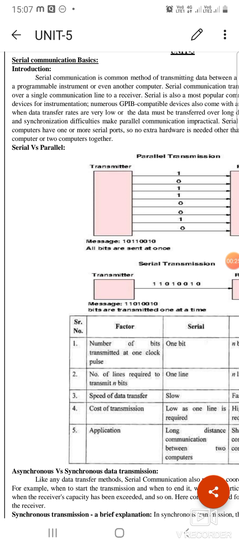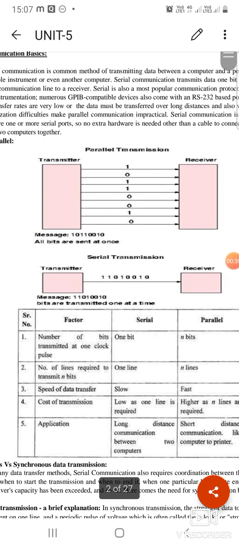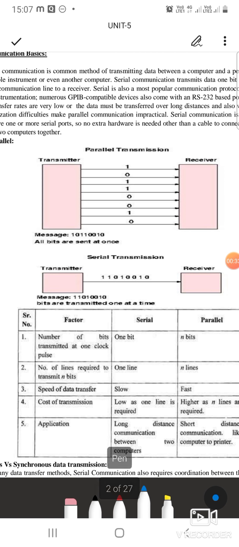You can see the difference between the parallel transmission and the serial transmission shown here. In the parallel transmission, you can see we have many lines. You have 8 lines here for transmitting 8 data bits. You can transmit all these 8 data bits at once with the help of parallel communication, where you need to use more lines for transmitting the data. That increases the cost, and that makes it impractical for longer distance communications.